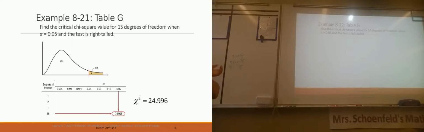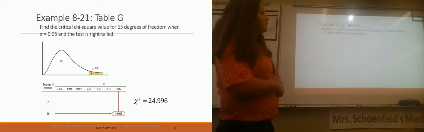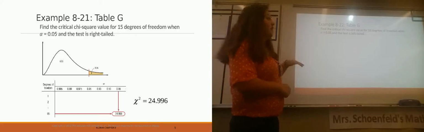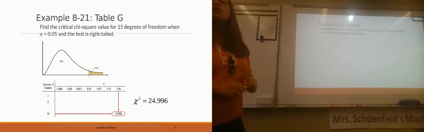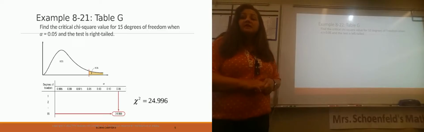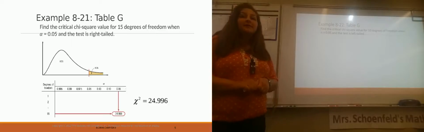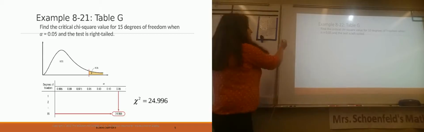So find the critical chi-squared value for 10 degrees of freedom when alpha equals 0.05. This is a left-tailed test. So a left-tailed test is going to be a little bit different because when we usually think about this.